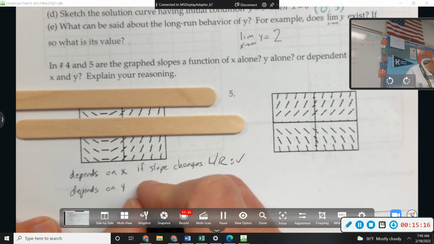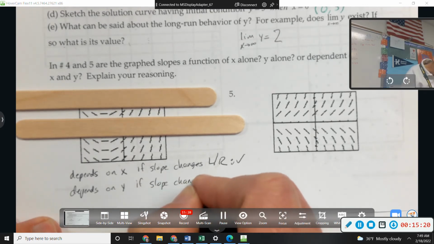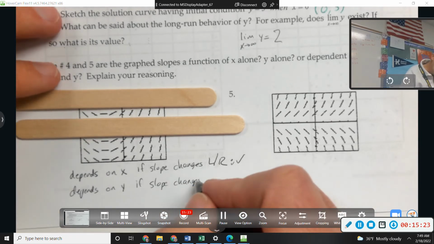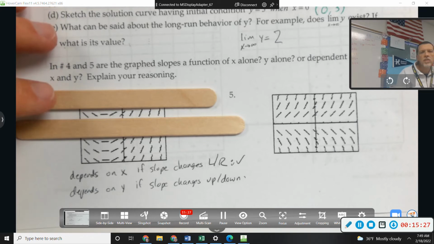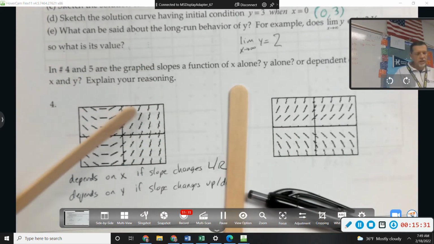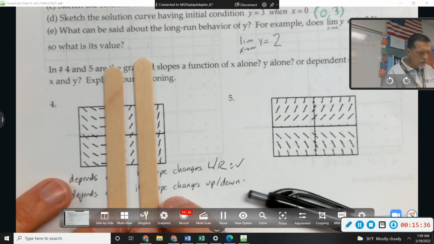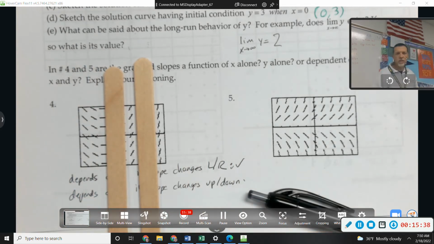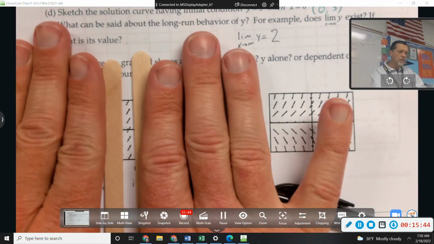Then we will say it depends on y if the slope changes up and down. Again, it's kind of hard to see if you look at the whole thing all at once. So it's best to just isolate one column that you can look up and down in. So cover up everything else except for that one column. Is the slope field changing as I go up and down?